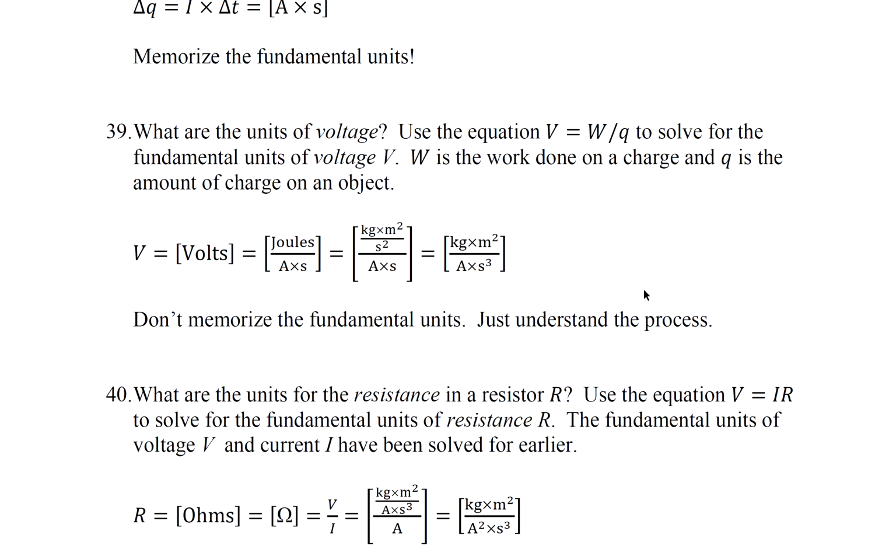Question 39, what are the units of voltage? Use the equation V equals W over Q to solve for the fundamental units of voltage. W is the work done on a charge, and Q is the amount of charge on an object. So, W over Q, the units of work is joules. The units of charge is amperes times second. So we remember from a previous problem, the fundamental units of joules is kilograms meters squared over seconds squared.